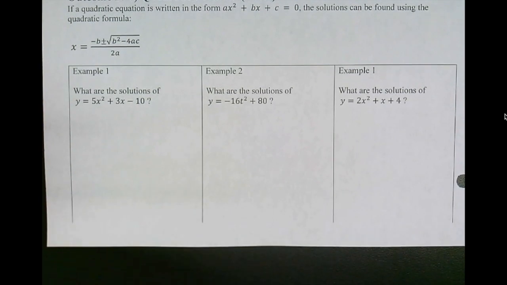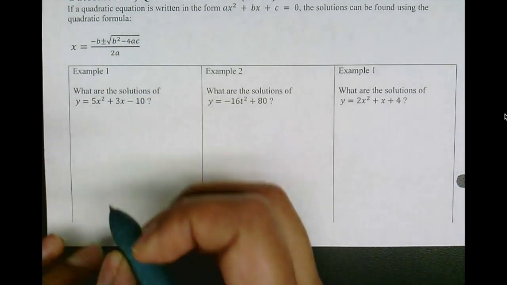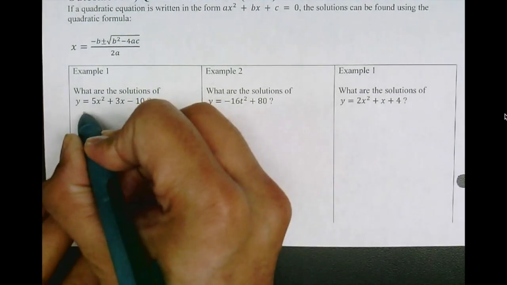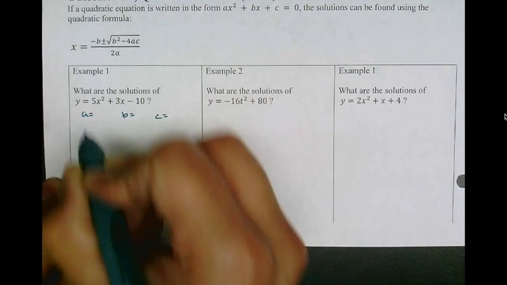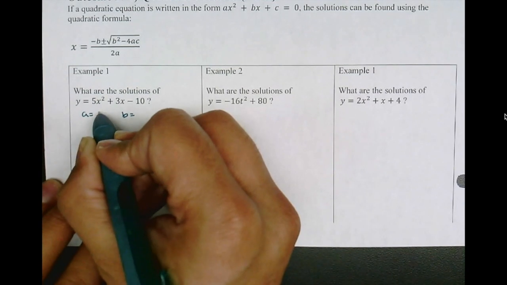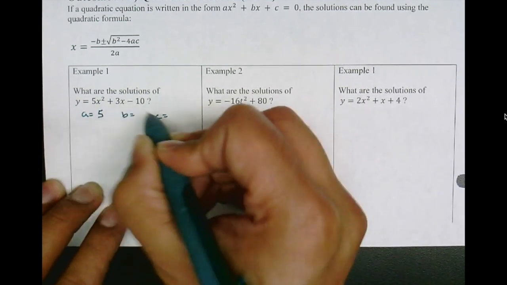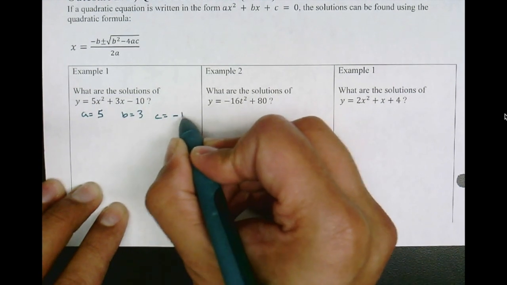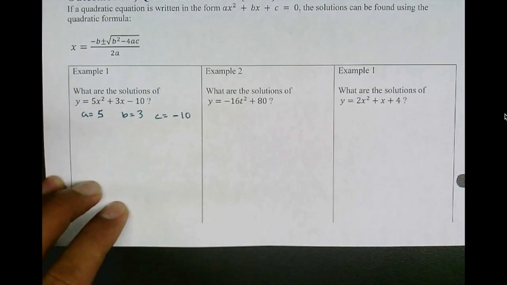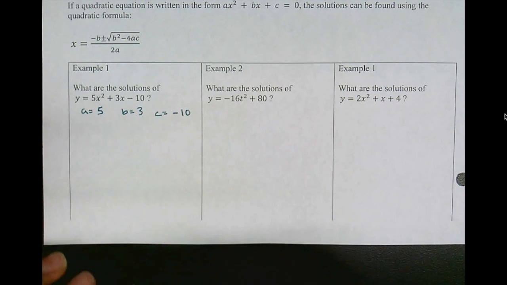Let's go ahead and start using it with example 1. The very first thing you want to do is identify your a, b, and c values. For x squared, our coefficient is 5. For x, the coefficient is 3. And our constant is a negative 10 because of that minus sign. Now let's go ahead and start plugging these values in.